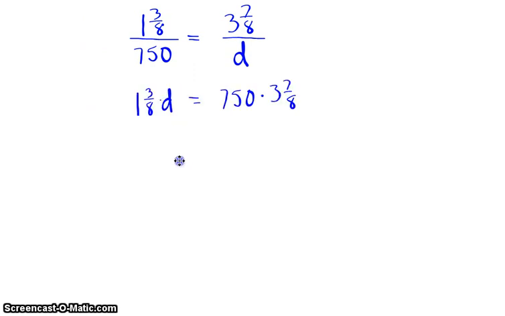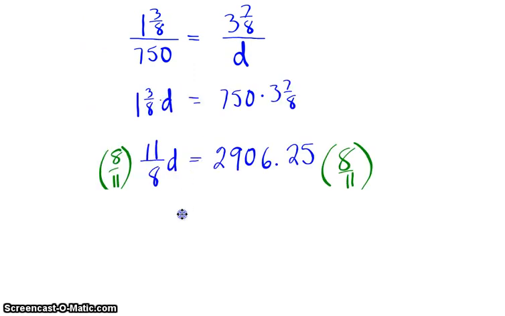I'm going to do cross products. I'm going to simplify. Then, after I simplify, I need to get rid of, I went ahead and changed this to 11/8. 1 3/8. I'm going to multiply by the reciprocal. And my distance is going to equal about 2,114 miles between LA and DC.